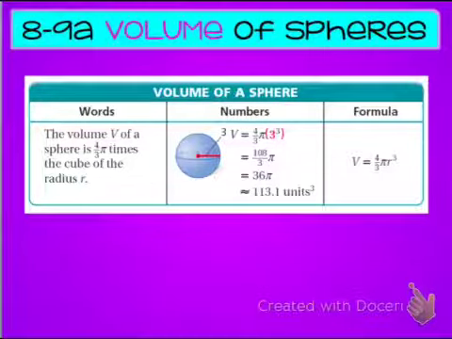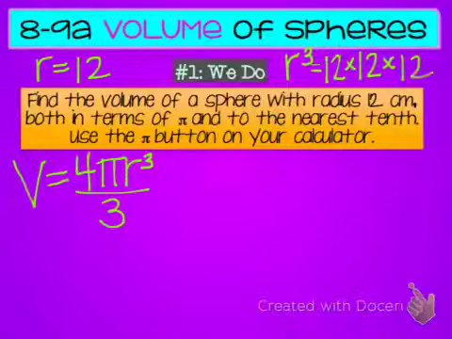Let's do an example. We need to find the volume of a sphere with a radius of 12 centimeters. So my formula is 4 times pi times radius to the 3rd power. If we have a radius of 12, our radius cubed means to do 12 times 12 times 12. That is going to give us a total of 1,728. So I'm going to go ahead and substitute that in for r cubed.